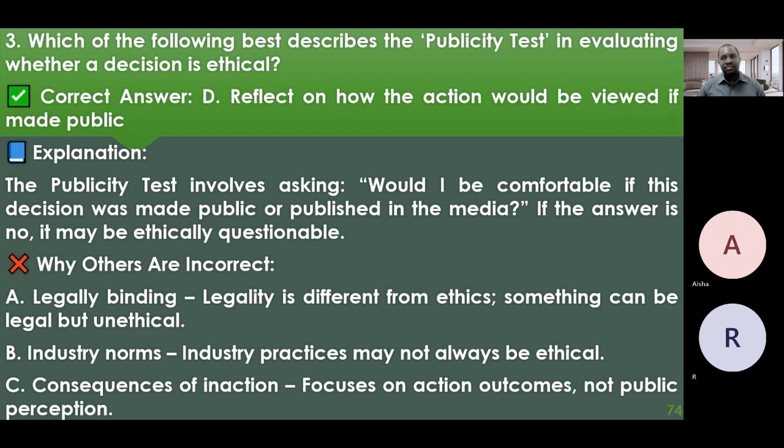Number 3, which of the following best describes publicity test in evaluating whether a decision is ethical? The answer is D, reflecting on how the action will be viewed if made public. So the explanation is that the publicity test involves asking, will I be comfortable if this decision is made public or published in the media? If the answer is no, it may be ethically questionable. All right, so D, we both got it.